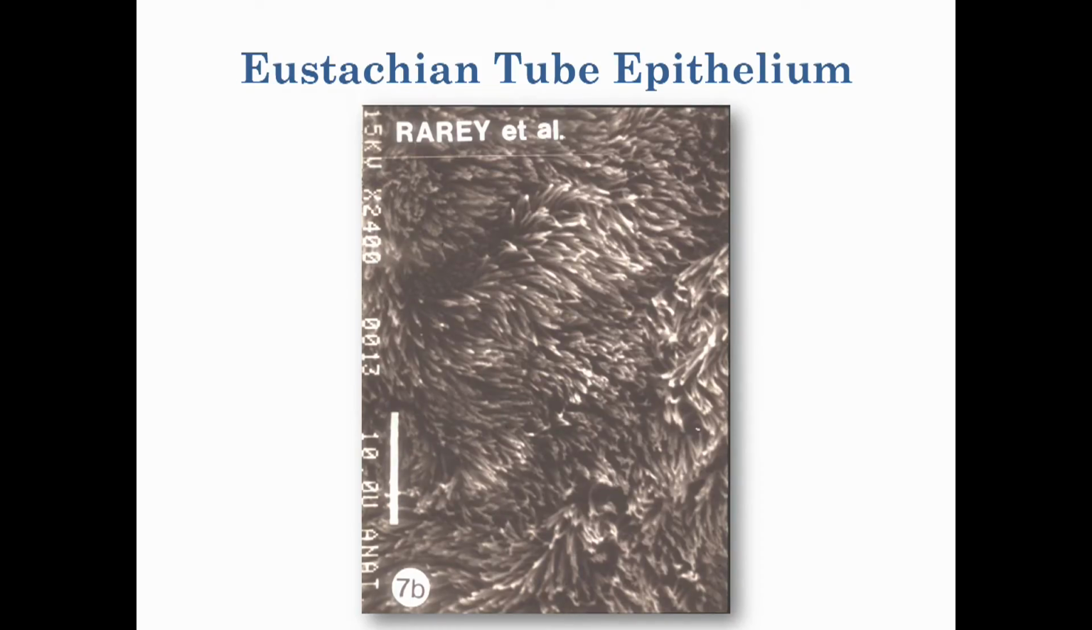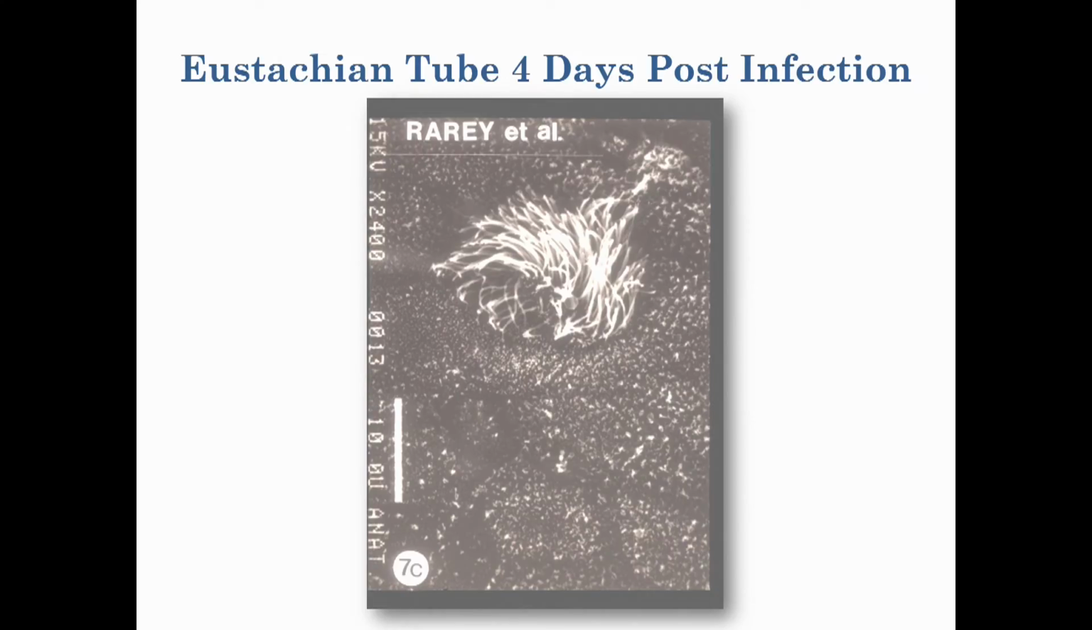Since influenza is also associated with a lot of ear infections in kids, this is what the eustachian tube looks like when it's normal. And this is what it looks like 4 days after a flu infection. So all of the fluid and bacteria that are in the upper airway and the throat can get into the middle ear in young children when they don't have their protective cells in the eustachian tube.